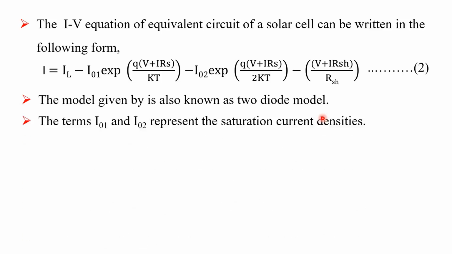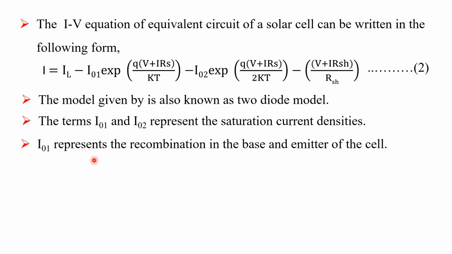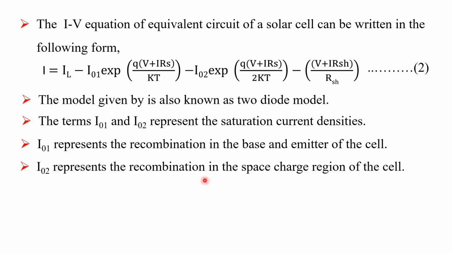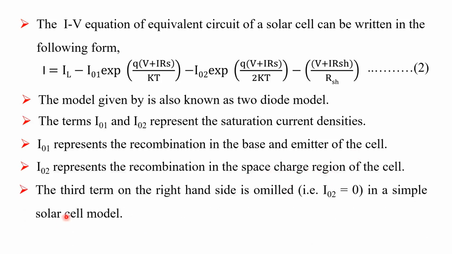The terms I01 and I02 represent the saturation current densities. I01 represents the recombination in the base and emitter of the solar cell, and I02 represents the recombination in the space charge region of the solar cell. In a simple solar cell model, I02 is equal to 0.